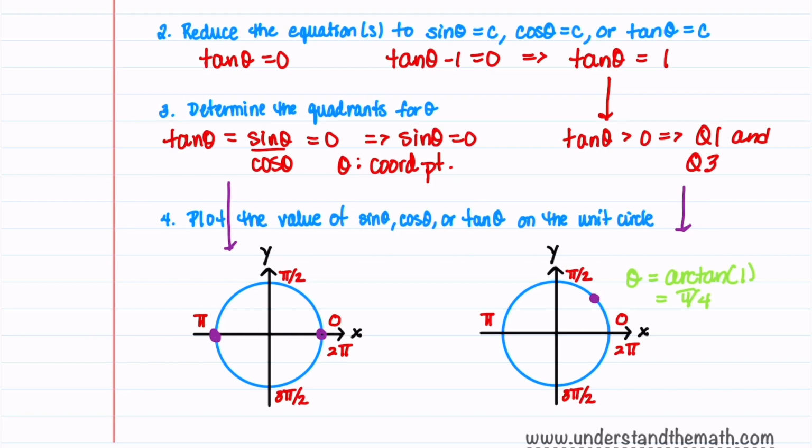And then we'll also pick up a solution in quadrant 3, and that's going to be pi over 4 plus pi, which is 5 pi over 4. We also could have gotten that using our reference angle, knowing that our theta was pi minus pi over 4. Let's summarize these solutions on our next page.